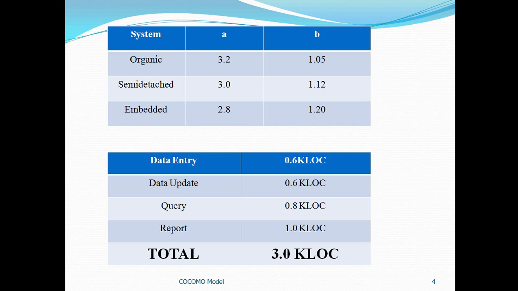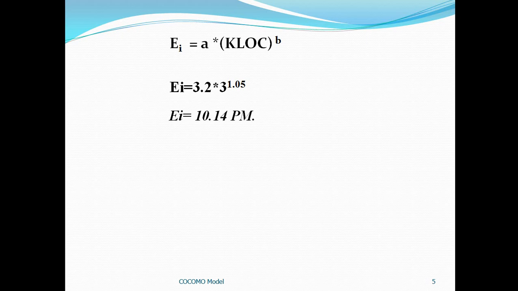And in the above table, the values given for A and B are constant values and do not change, because they represent the complexity of the project, right? So every project has some complexity and all projects are not the same. So the A and B values vary, right?